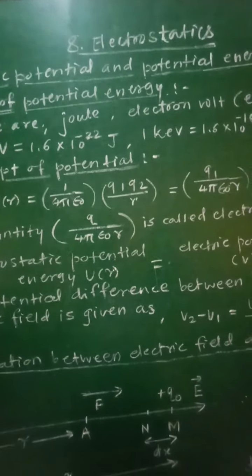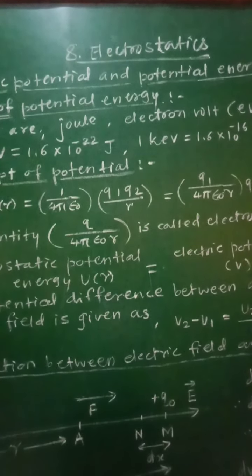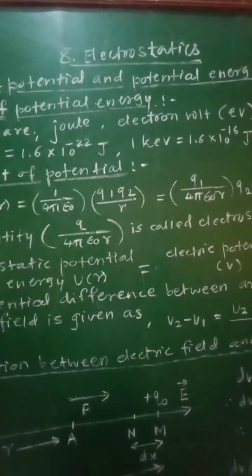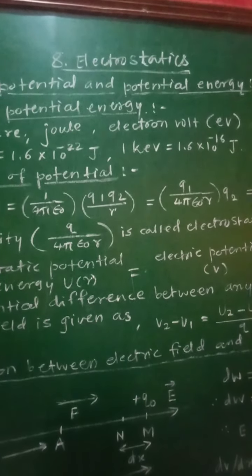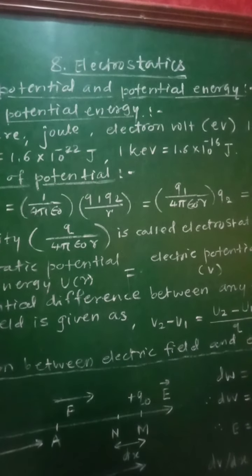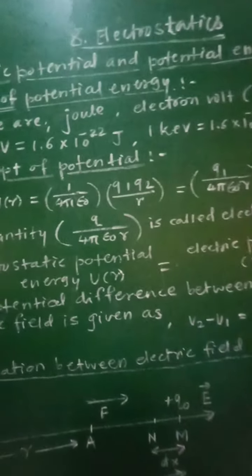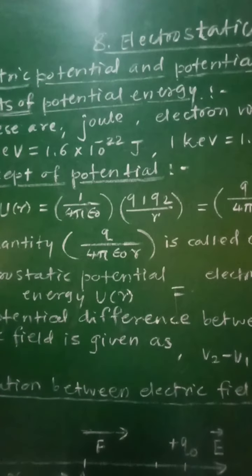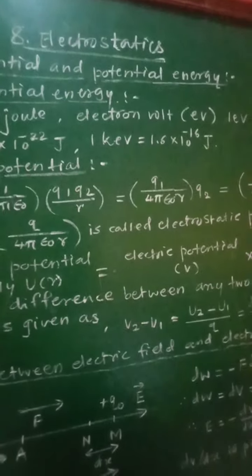Now when the charge is displaced through distance dr due to the force F, then the increase in potential energy dU is given as the product of F and dr, that is dU equals vector F dot vector dr. So this is regarding the electric potential and the potential energy of the electric charges.